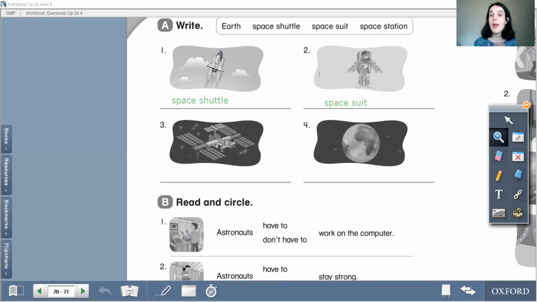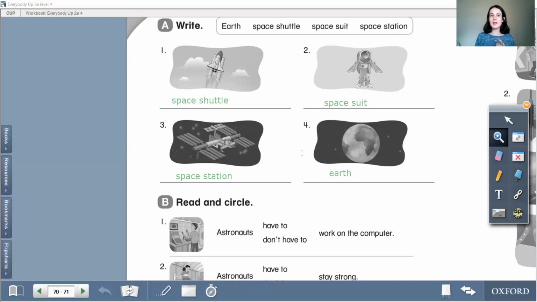It is space station, right? Space station, okay? Space station. Great. And the last one is, what is it? It's Earth, right? Okay, it's Earth. Great job, kids. Now check all your answers. Check all your answers, okay?